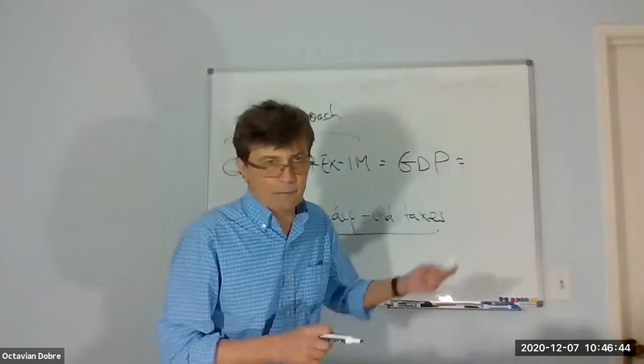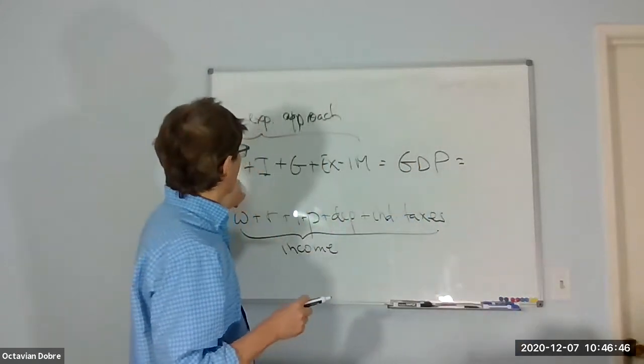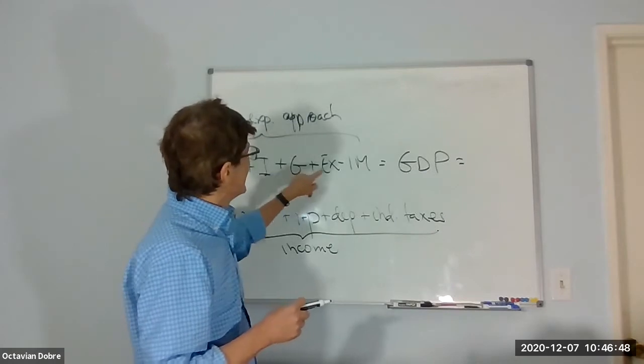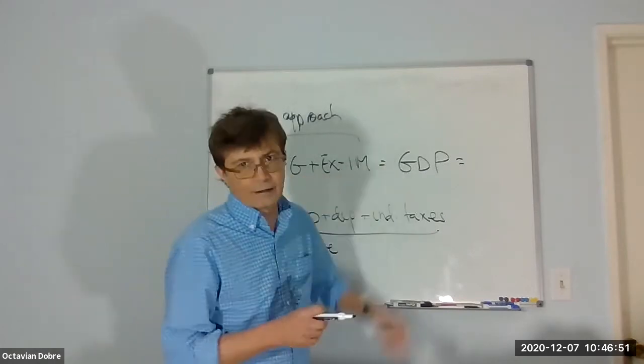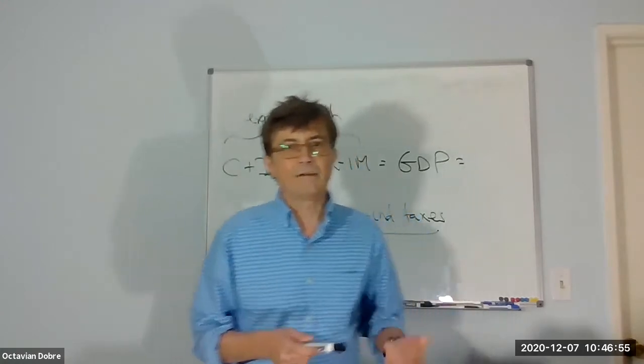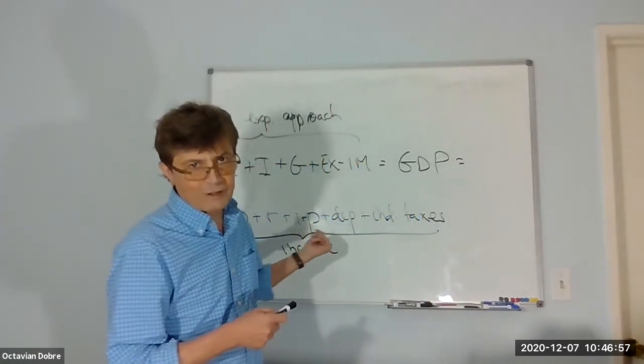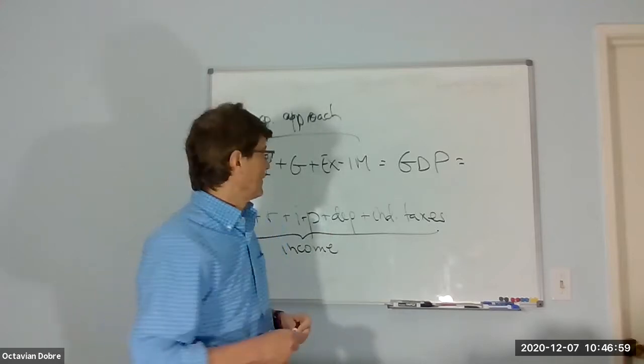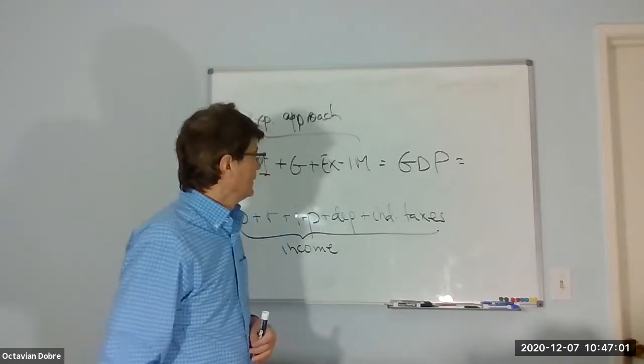So you probably will see something where I give you C, I, G, exports and imports, and then you calculate the GDP. And if you see some of those here, just ignore them. Okay.